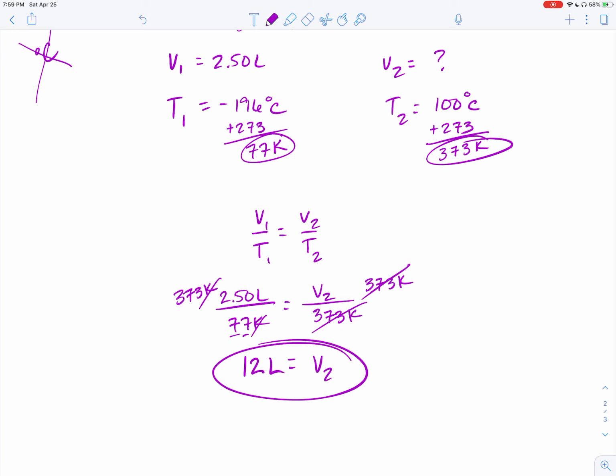So in this video, we've looked at the relationship between volume and temperature. This gave us this equation here called Charles's law, and this is how you use it.